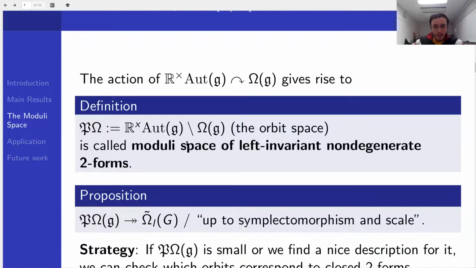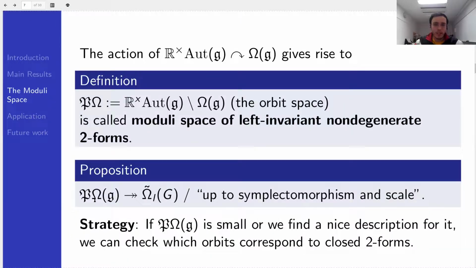So this orbit space is related to the previous equivalence relation. So we have this bijection between this orbit space and left-invariant non-degenerate two forms in the Lie group up to symplectomorphism and scale. So the idea is that we want to study this orbit space, this moduli space. And if we have a nice description of it, or if it's quite small, then we can check which orbits correspond to closed two forms.